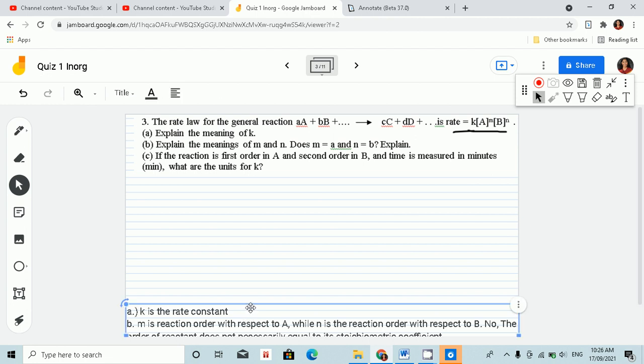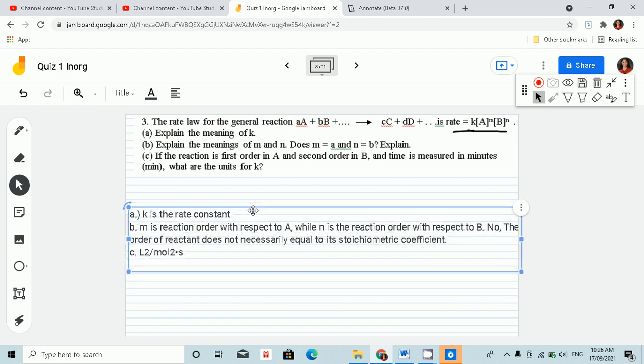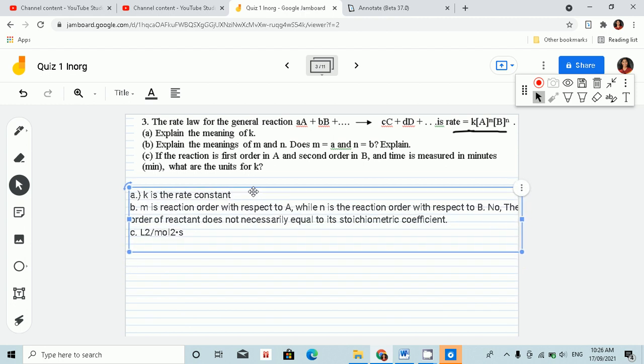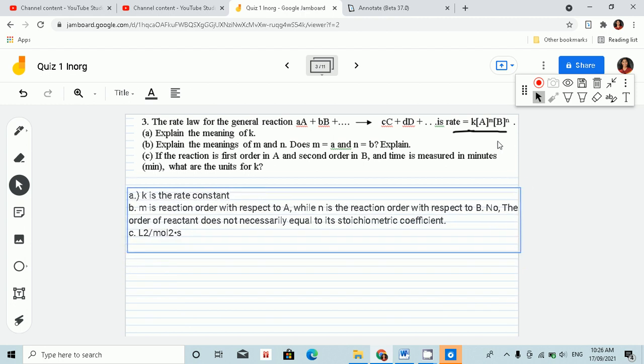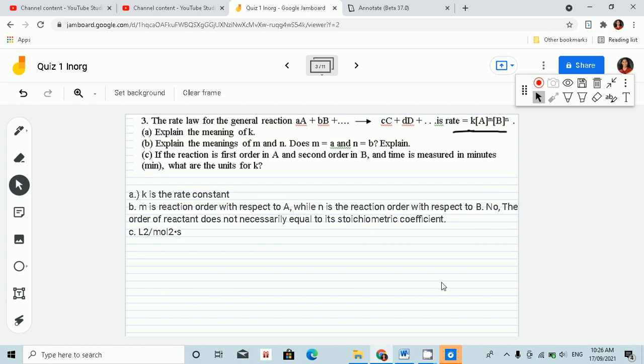And then letter B, explain the meaning of M and N. Okay, so here M is the reaction order with respect to reactant A, while N is the reaction order with respect to reactant B.